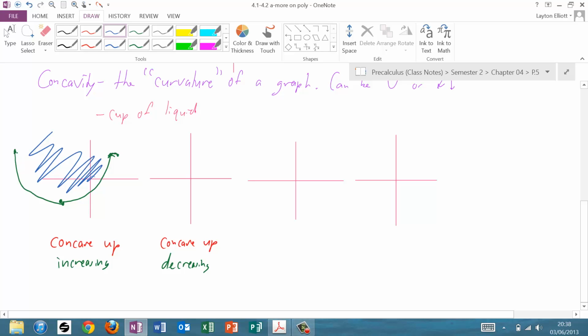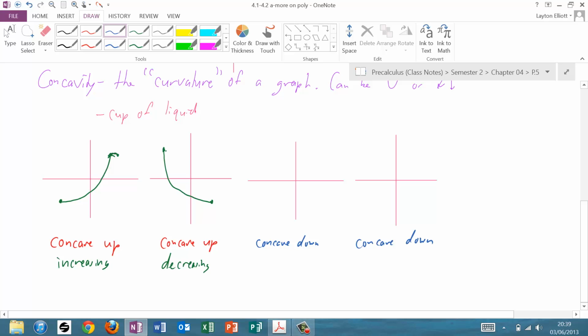So both of those are concave up, with the piece on the left here being the decreasing one and the piece on the right here being the increasing one. So let me move that piece back over to where it started. We also have concave down. So this is concave down for both of these. And with concave down, I have increasing and decreasing as well. So my increasing for concave down would be something like this.